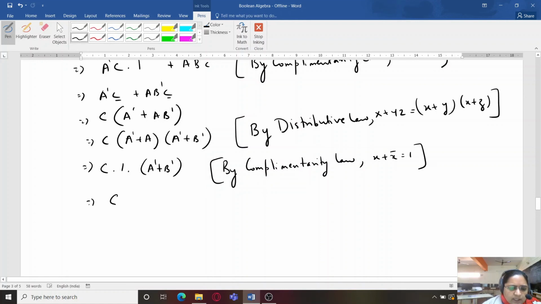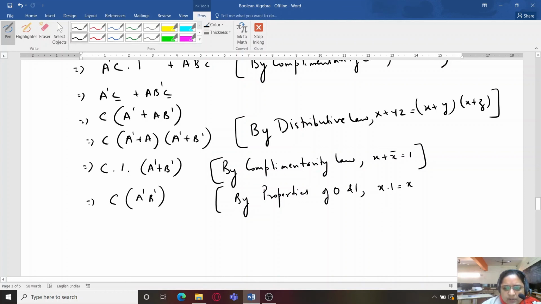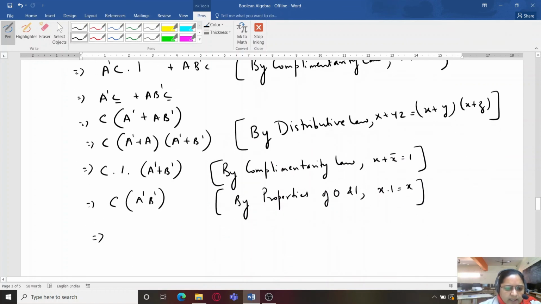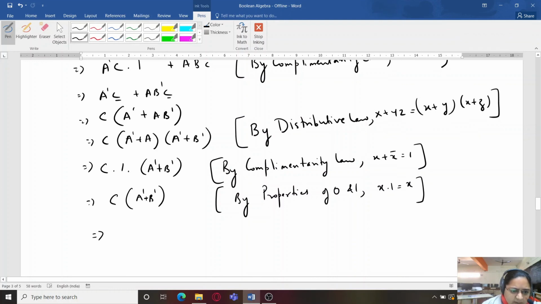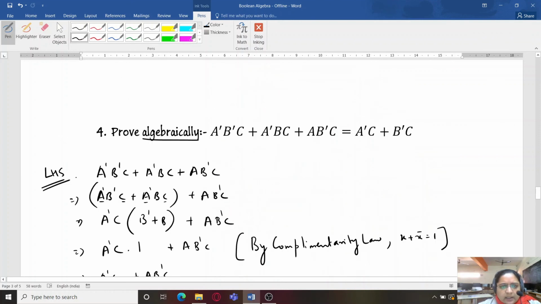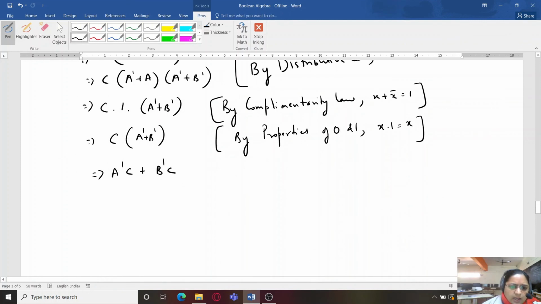And then C · 1 can be written as C, by properties of zeros and ones, that is x · 1 equals x. And hence we are left with, I made a mistake in between, it should be plus. So it is A'C plus B'C, and that is our right hand side as you can see here. So hence proved.